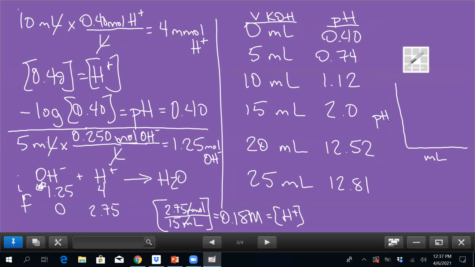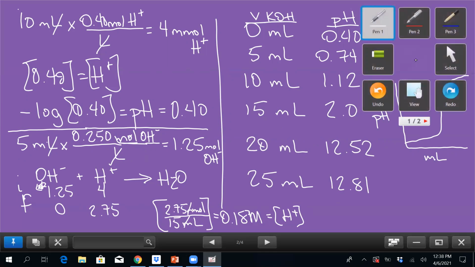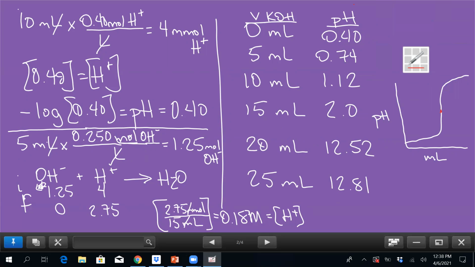I'm not going to really graph this. I'm going to show you what shape it should make. It should do something that looks like that. And smack dab where it is the most vertical is where the equivalence point should be. So graphically, we can get it.